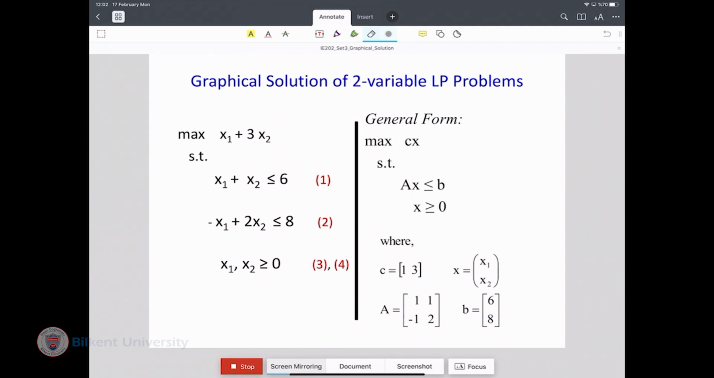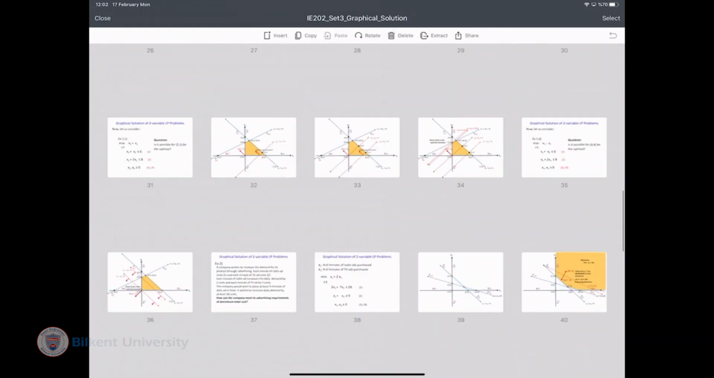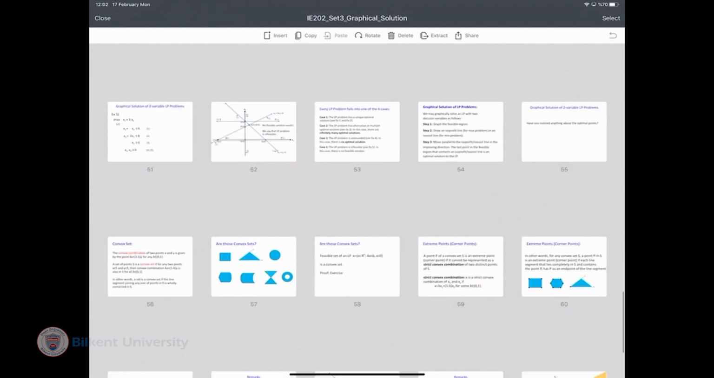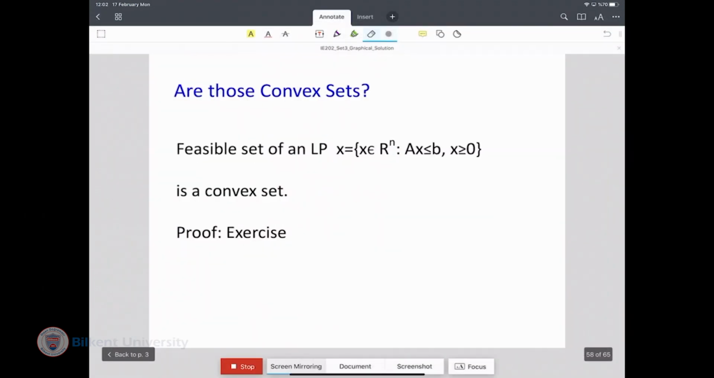Now, where did I stop? I was claiming that the feasible region, oh, here we are. The feasible set of an LP is convex. Now you're supposed to prove that this is true. Okay, try it.